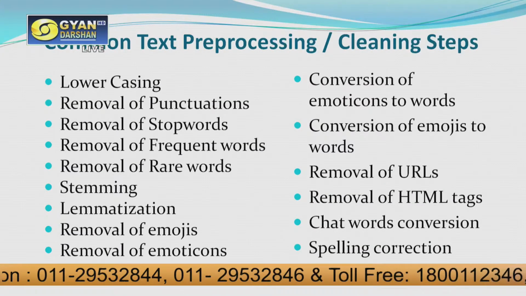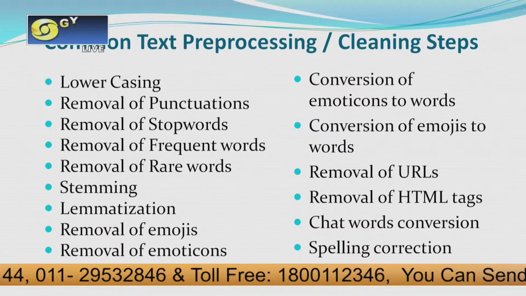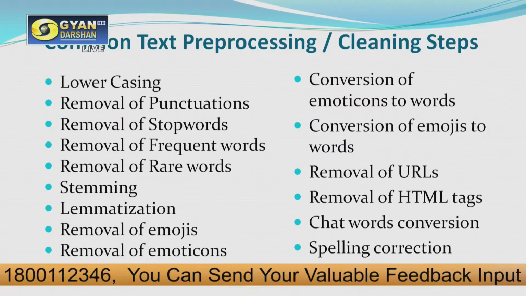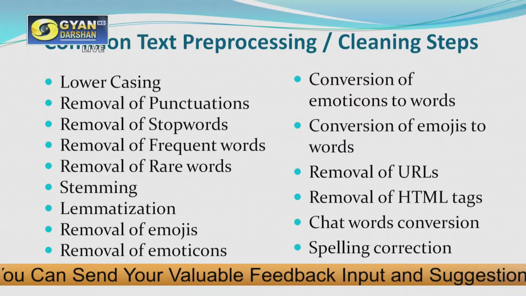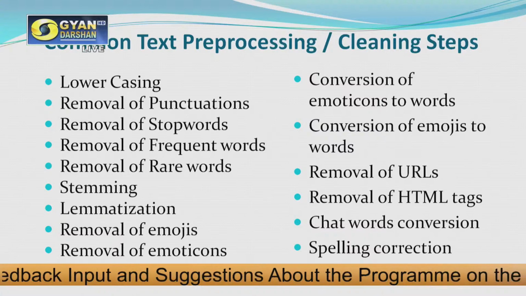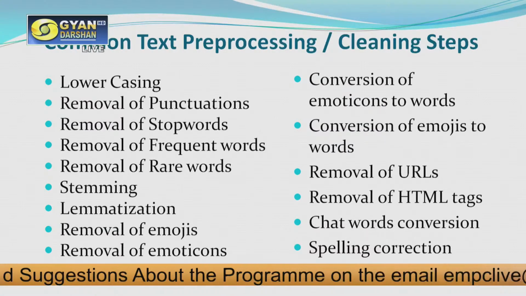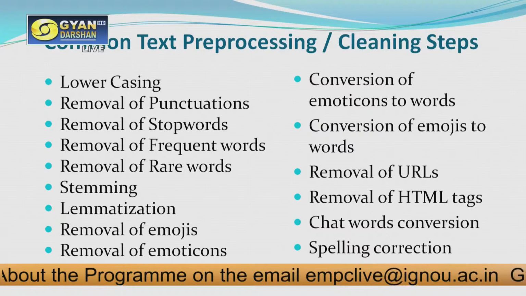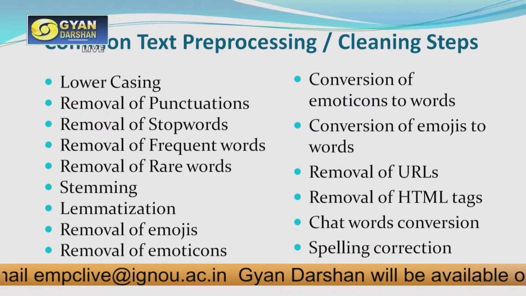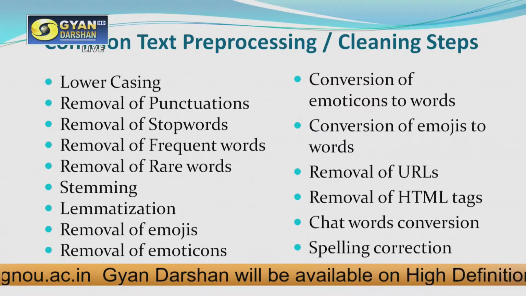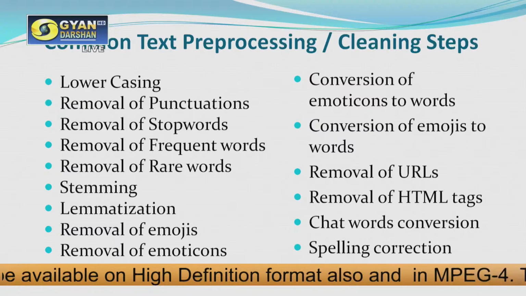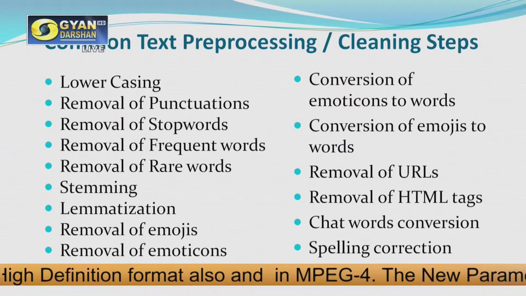The techniques that we will be learning are lower casing, removal of punctuations, removal of stop words, removal of rare words. Stemming is one particular technique, lemmatization is another technique, removal of emojis, removal of emoticons, conversion of emoticons into words, and conversion of emojis into words. Likewise, there are several steps that one needs to follow whenever we have raw text data in place and want to take some value out of the text data.